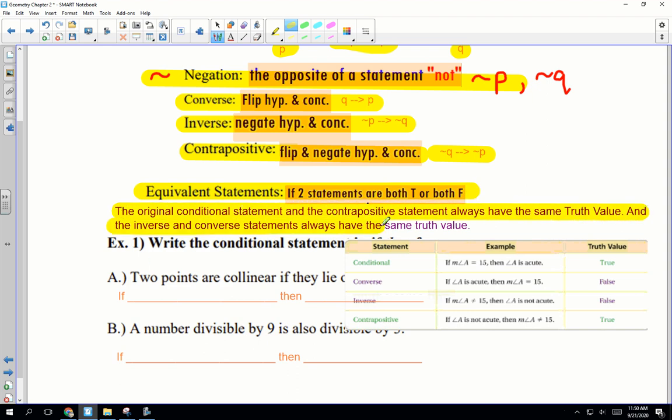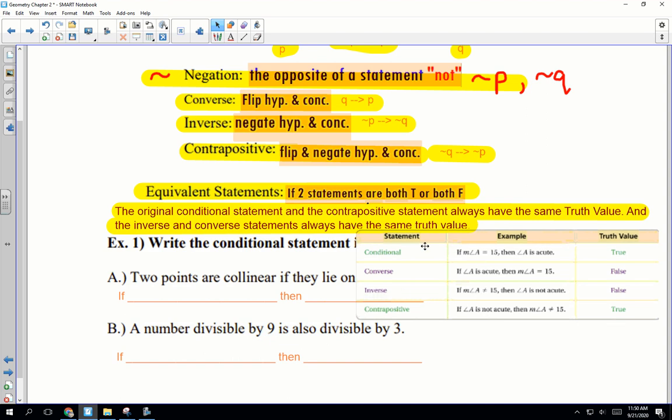So write this down and I'm going to explain what I mean. If we look at a conditional statement, if the measure of angle A is 15, then angle A is acute. That's a true statement. If we do the converse where we switch it, if angle A is acute, then the measure of angle A is 15. The reason that this now becomes false is because what if our angle is 30 degrees?